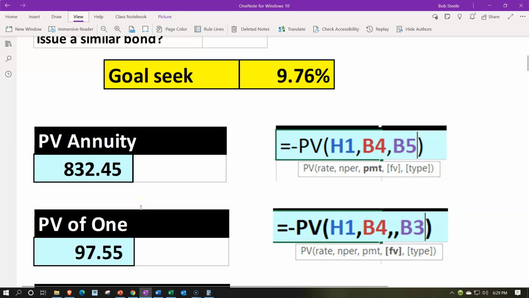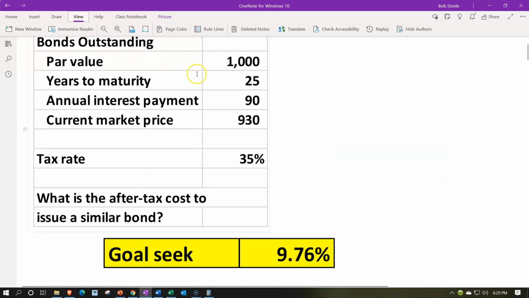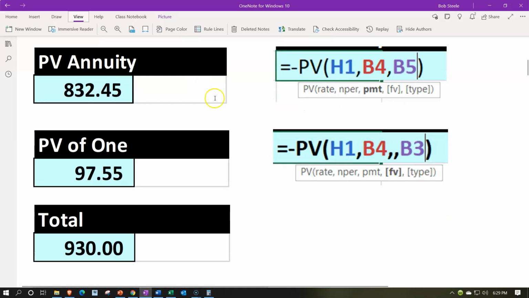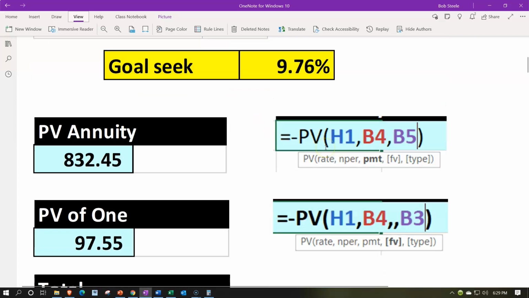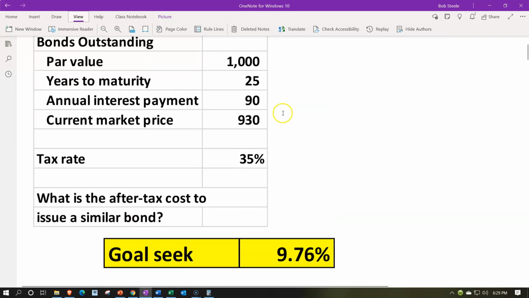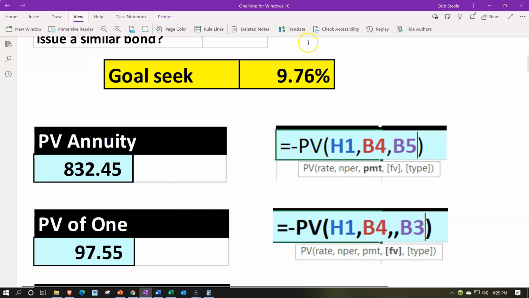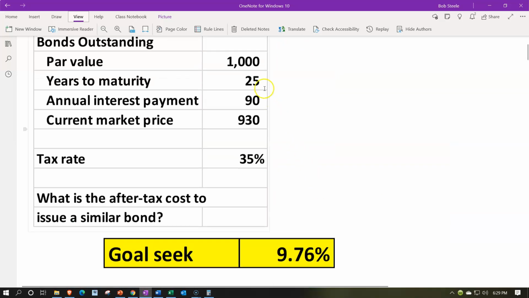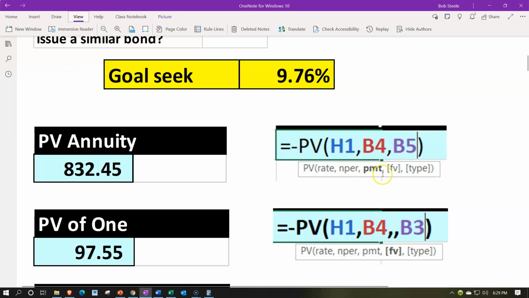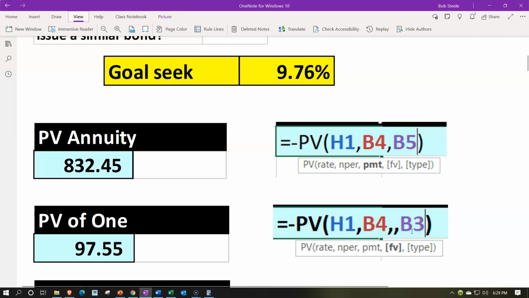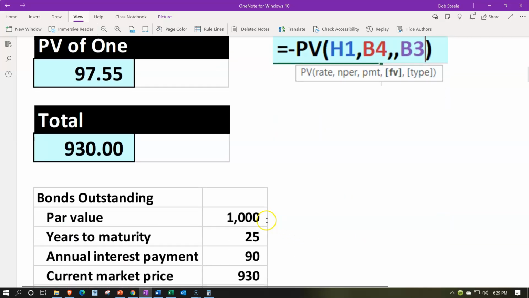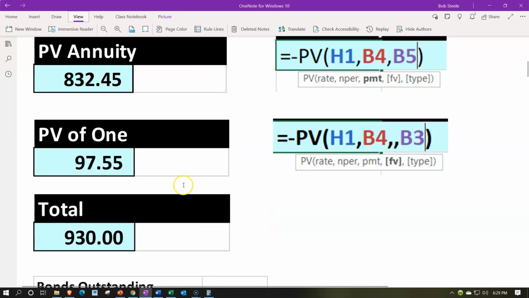Then we'd get the present value of 1, which is the 1,000 at the end of the maturity date. That would be present value of the rate, which once again would be this rate that we would be using up top. Number of periods would be 25. And then we would not have a payment this time and instead have the future value, which would be the $1,000. That would give us the $97.55. Adding these two cells up would get us to the price.